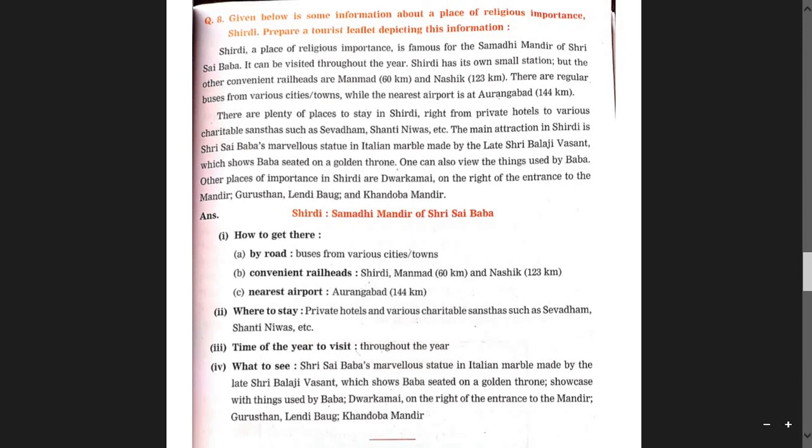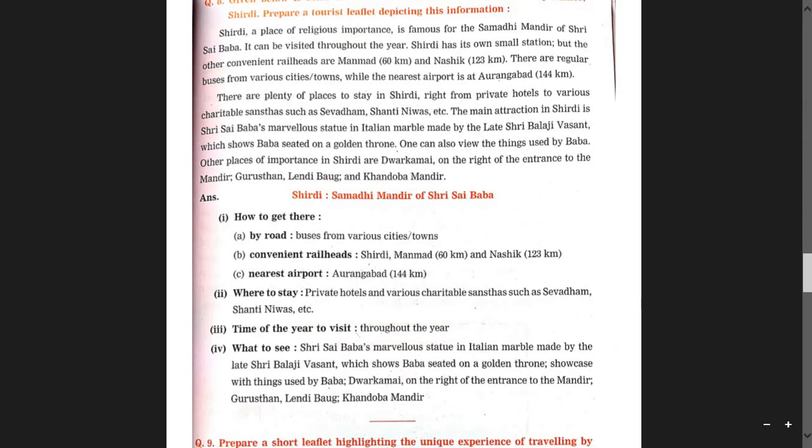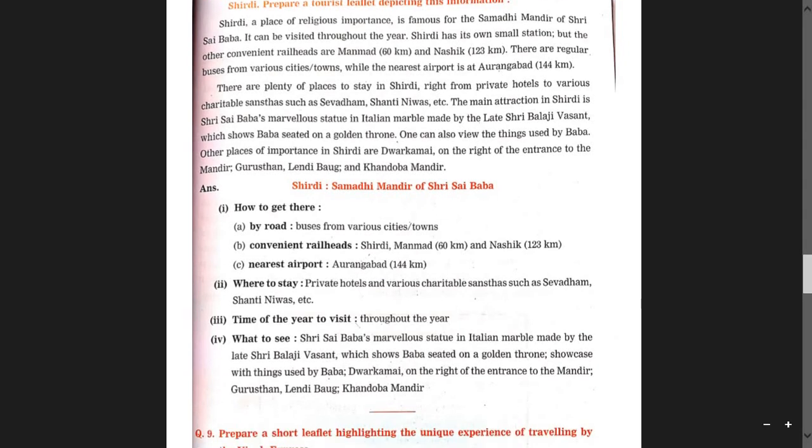There are plenty of places to stay in Shirdi, right from the private hotels to various charitable sansthas, such as Sevadham, Shanti Nivas, etc. The main attraction in Shirdi is Sri Sai Baba's marvelous statue in Italian marble made by the late Sri Balaji Vasant, which shows Baba seated on a golden throne. One can also view the things used by Baba. Other places of importance in Shirdi are Dwarka Mai, on the right of the entrance to the Mandir, Gurusthan, then we have Lendi Bagh and Khandoba Mandir.